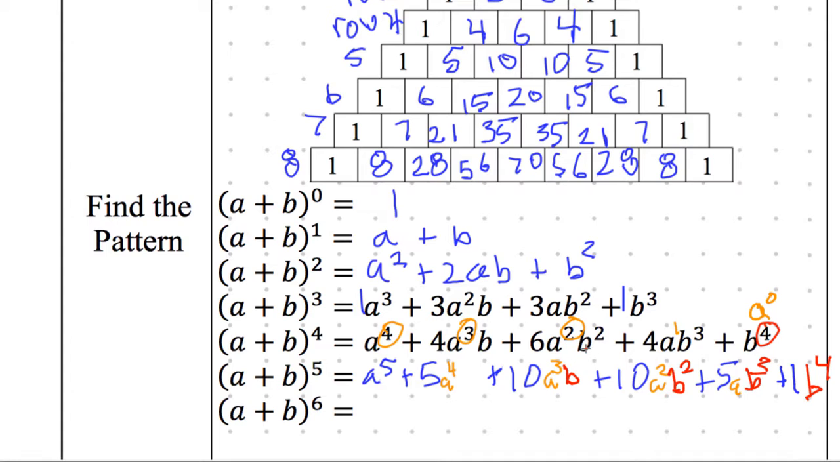Oh my gosh, okay, I see my mistake, my bad. I should start with this power, not this power above it. So it's B to the power of 5, sorry about that. B to the power of 5, B to the power of 4, B to the power of 3, B to the power of 2, B to the power of 1, which is B, and B to the power of 0 is 1. That is the correct answer for expanding A plus B to the power of 5.